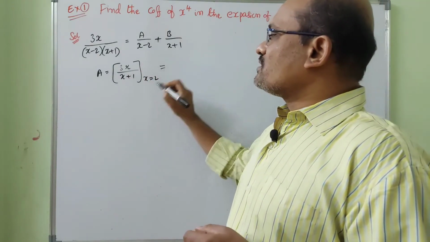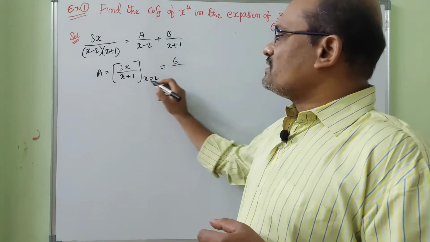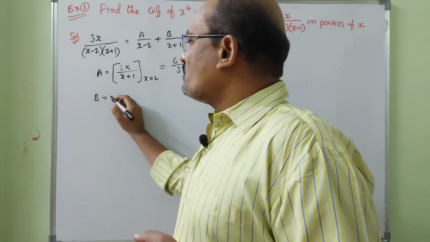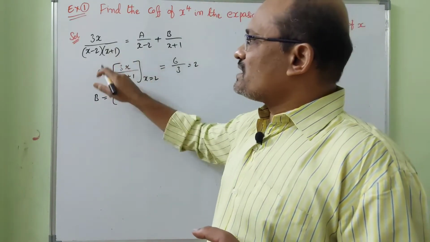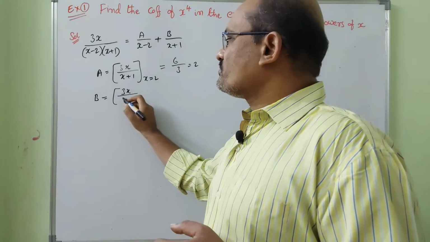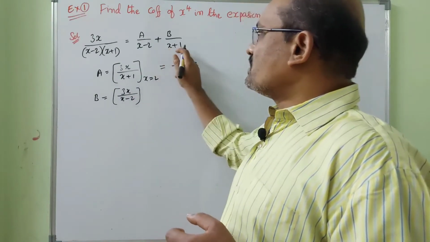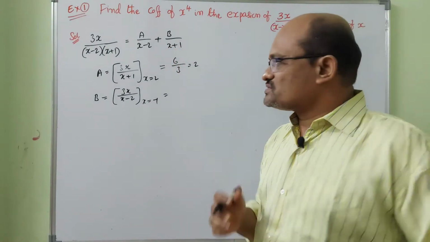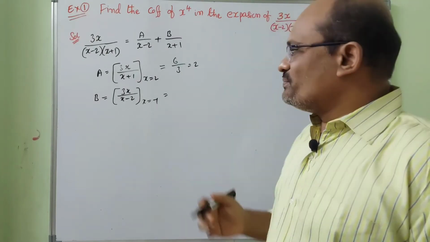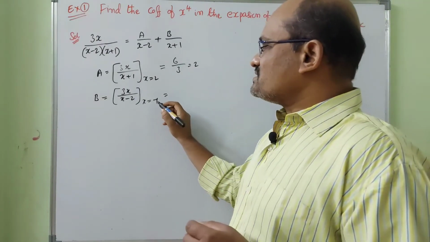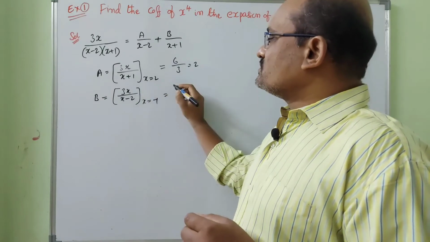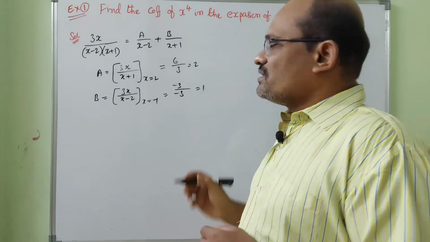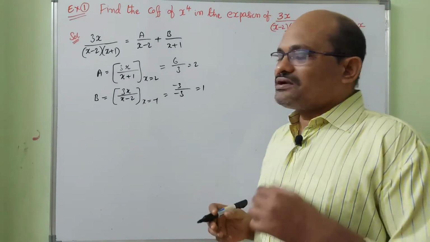Put x equal to 2 here, you will get 3 into 2, 6 by 2 plus 1, 3, that is 2. Now how to calculate B? Leave x plus 1, write the remaining fraction and put x equal to minus 1. X plus 1 equal to 0 means x equal to minus 1. Substitute x equal to minus 1, you will get B. This is the short way to get A, B values. Put minus 1: 3 into minus 1 is minus 3 by minus 1 minus 2 is minus 3, so 1 comes. So the values of A and B are 2 and 1.